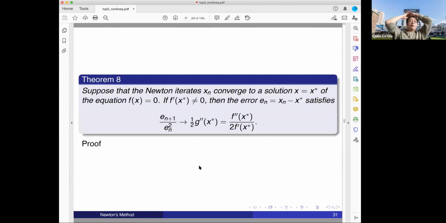So now what I want to show you is that the Newton method converges faster than the fixed point iteration. Remember, before, for fixed point iteration, we showed that e_{n+1} is a constant times e_n. But for the Newton method, we can show that e_{n+1} over e_n squared goes to some constant. And now I can show you what faster means.